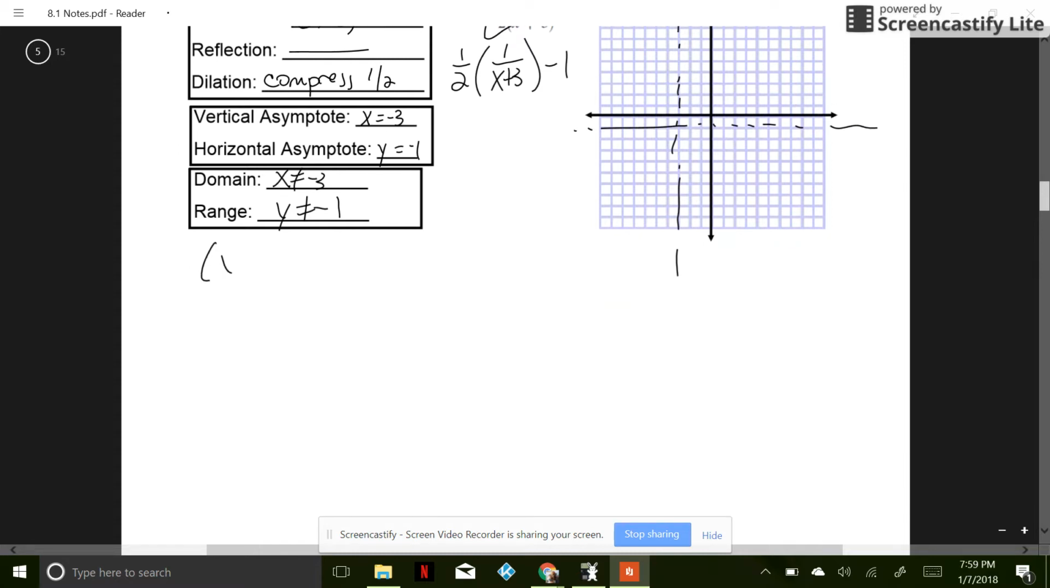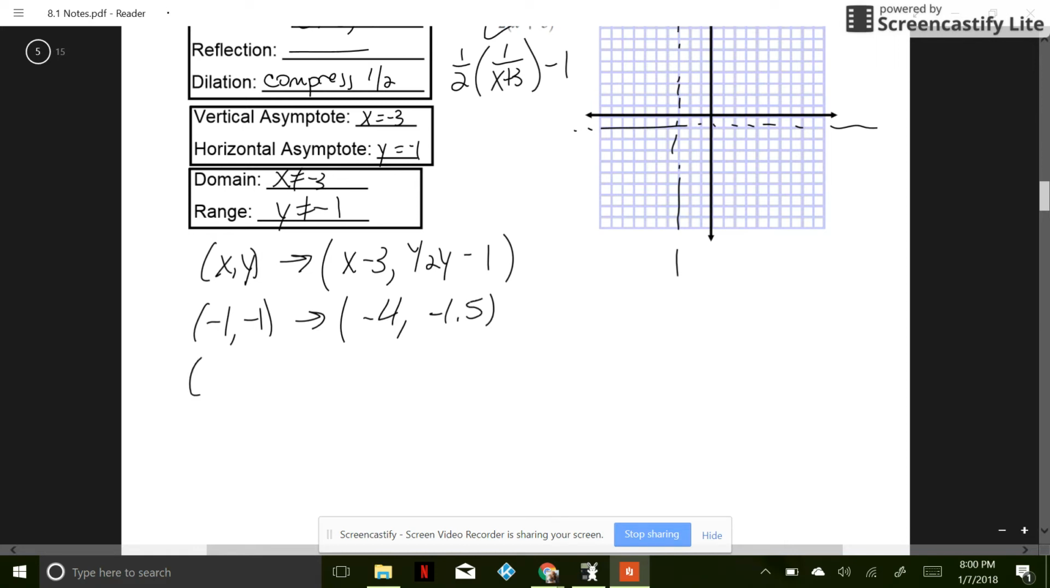So now we can see what's happening to our reference points. Our x values are shifting left 3, so you'll need to subtract 3. Our y values will need to multiply by 1/2 and then subtract the 1 for the downshift. So the reference point -1, -1 will move to -4, -1.5. Reference point of 1, 1 is going to move to -2, -1/2.